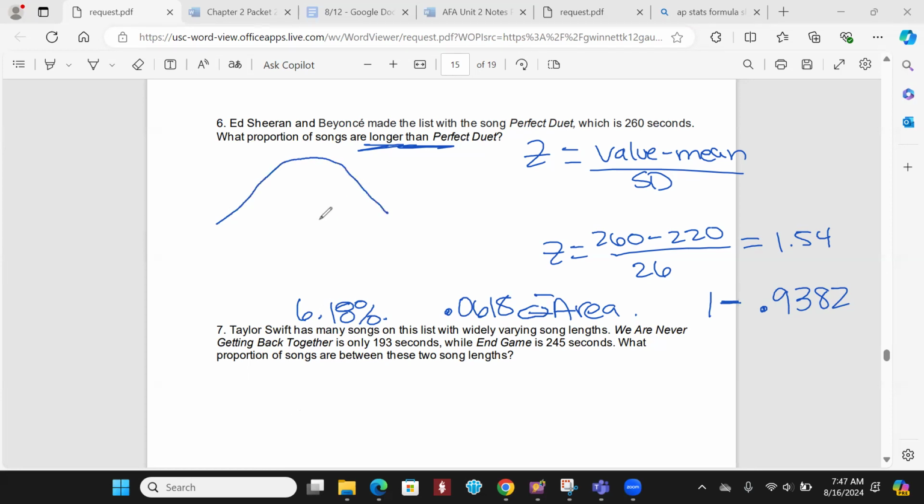All right, so for those of you who are visual people, that means that we're doing our normal distribution curve. Okay, in the middle, we got 220. We're trying to find 260 and above for the normal distribution of 220 with a standard deviation of 26.